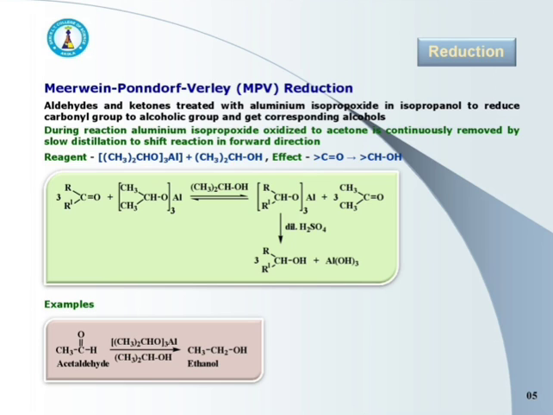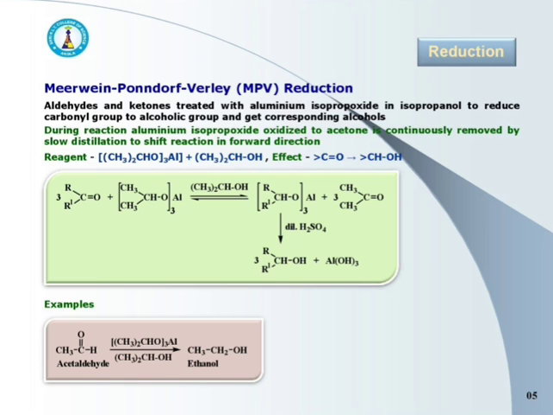See the reaction. Three moles of carbonyl compounds react with aluminum isopropoxide in presence of isopropyl alcohol, followed by hydrolysis using dilute sulfuric acid to get alcohol. During the reaction, aluminum isopropoxide gets oxidized to acetone, which is continuously removed.